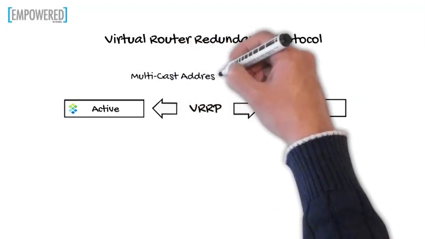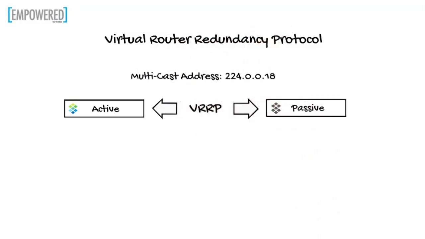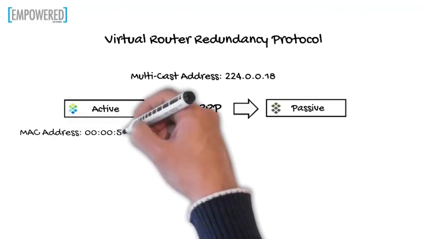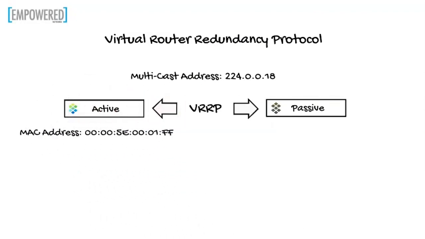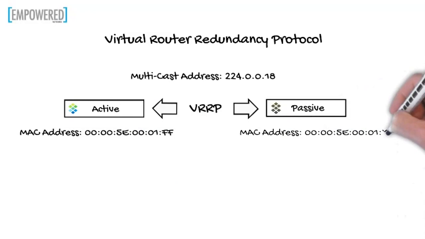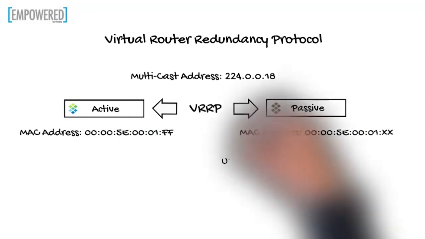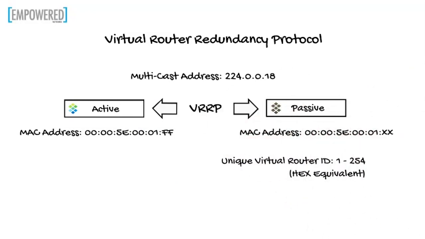VRRP uses a fixed multicast address and a fixed MAC address. The final two digits of FF is reserved for the active unit, and the passive unit uses a unique identifier identifying this pair on the LAN. This is called the Virtual Router ID. It's a number between 1 and 254.